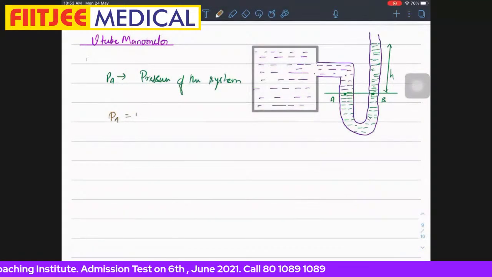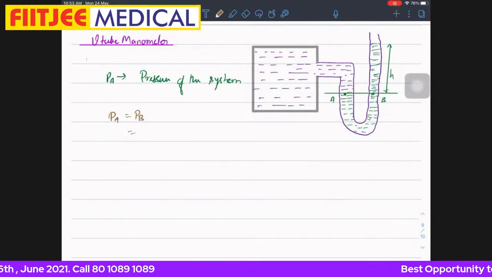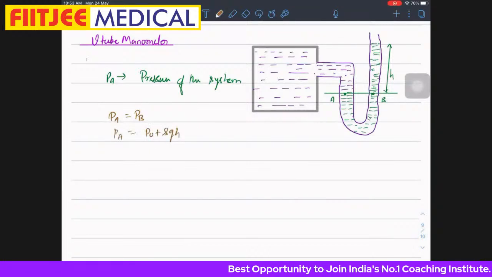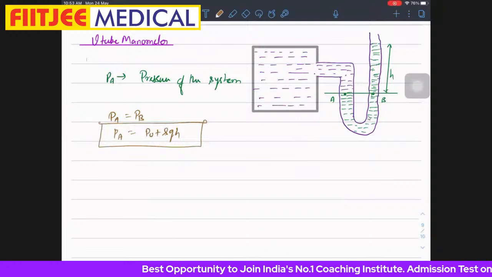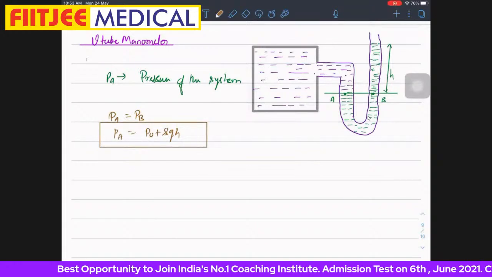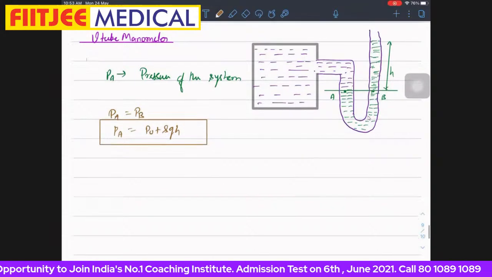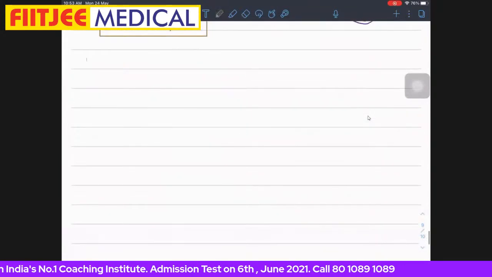We can write PA will be equal to what? PB. So what I can write, PB equals P naught plus rho gh. This is how we use the U-tube manometer to calculate the pressure. Some different applications are also there. Suppose I'll take one question.